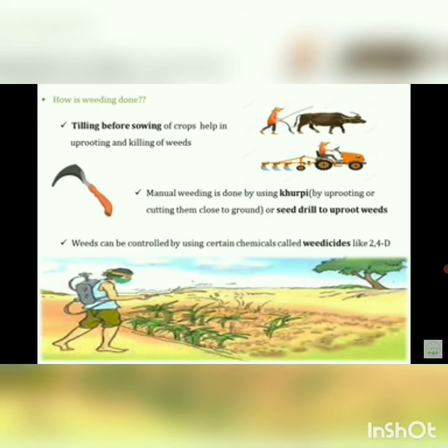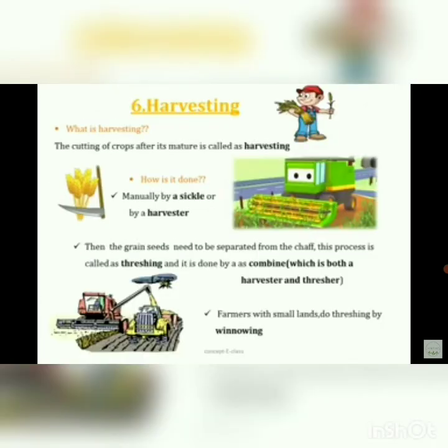Now the sixth agricultural practice is harvesting, and this is very important. Harvesting is cutting off the crops after they mature. The crops take about three to four months to mature, and farmers cut them close to the ground or pull them out. This process is called harvesting. We can do it manually with the help of a sickle, or by a machine called a harvester.